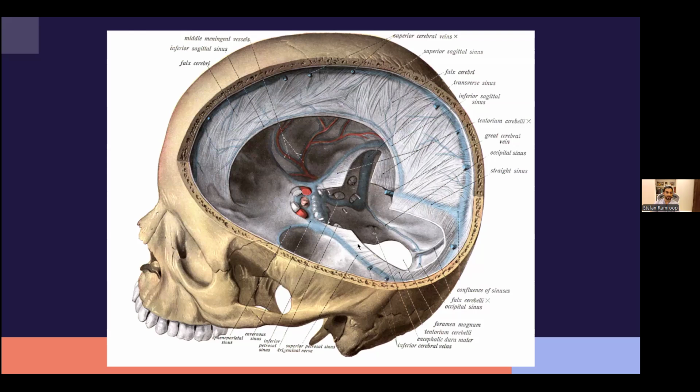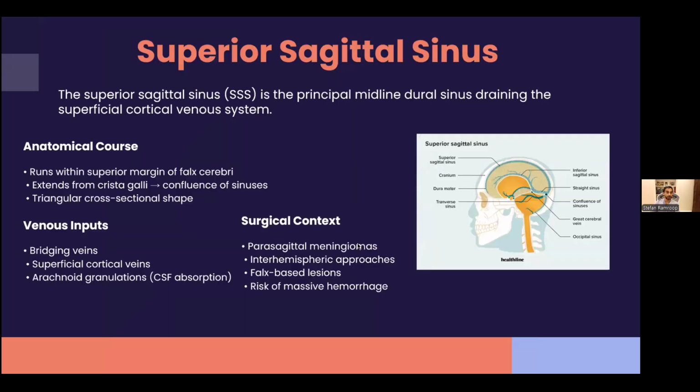Starting off with the superior sagittal sinus, it is the primary midline dural venous channel draining the superficial cortical venous system. It runs within the attached superior margin of the falx cerebri, extending from your crista galli anteriorly to the confluence of sinuses posteriorly. In cross-section, the sinus is triangular, with its base against the skull and its apex directed inferiorly into the falx. It receives numerous bridging veins along its course, particularly from the frontal and parietal lobes, and it also contains arachnoid granulations, which facilitate CSF absorption into the venous system.